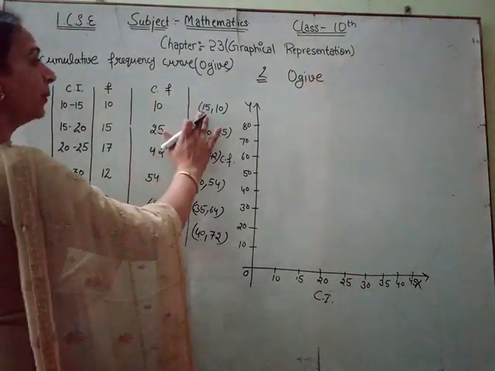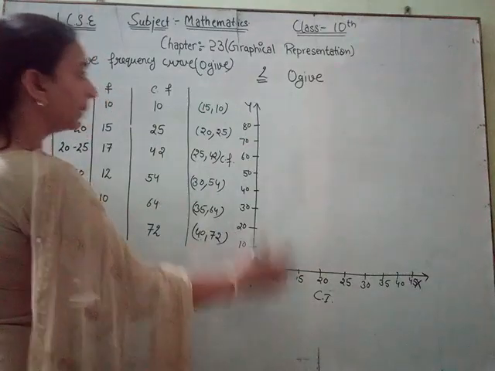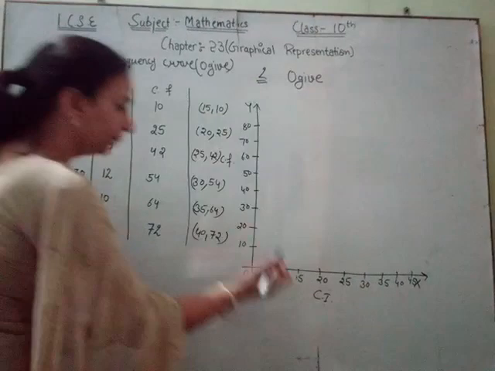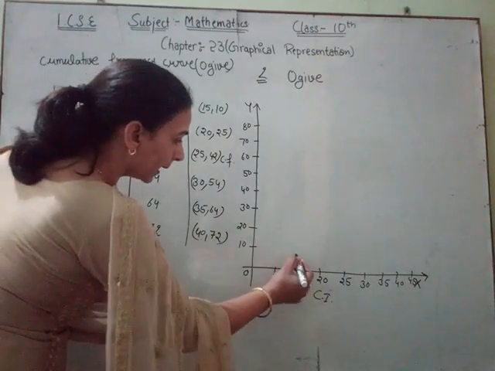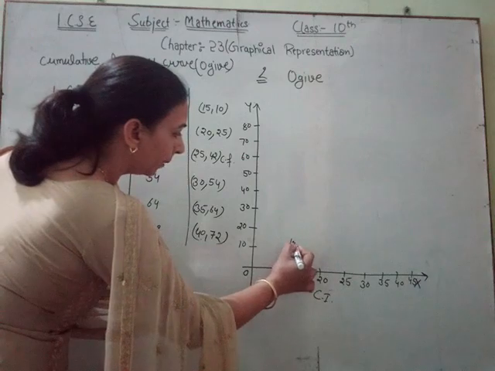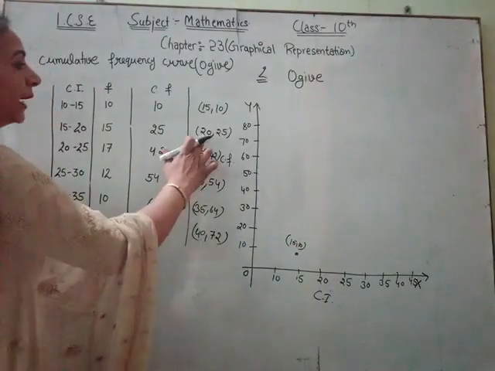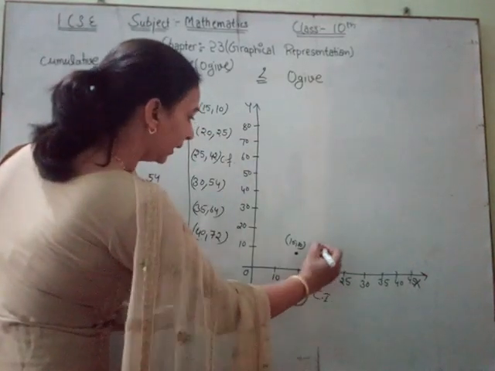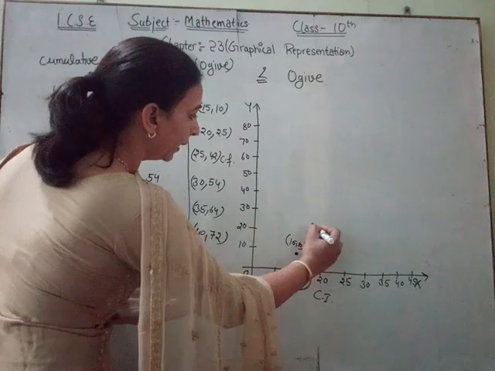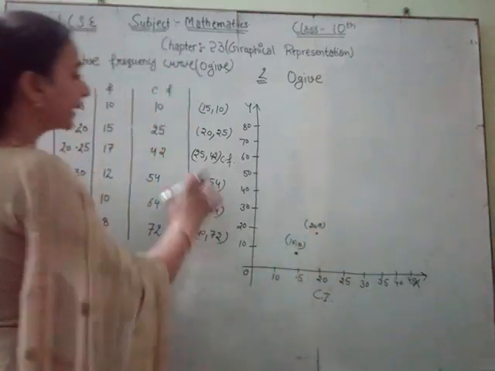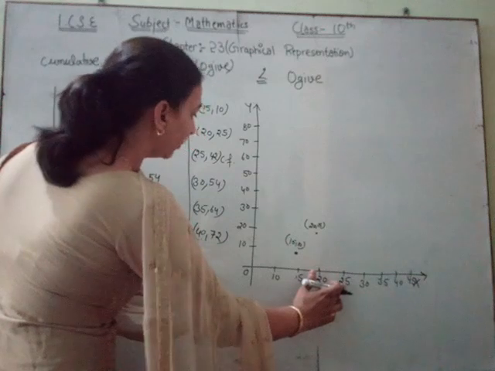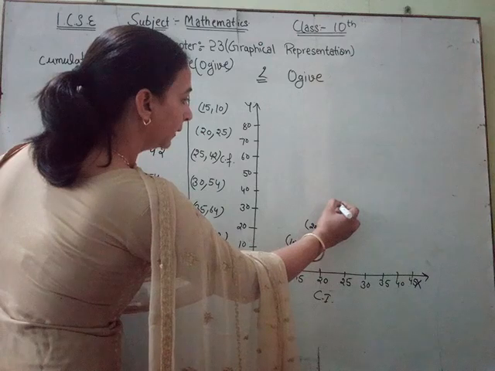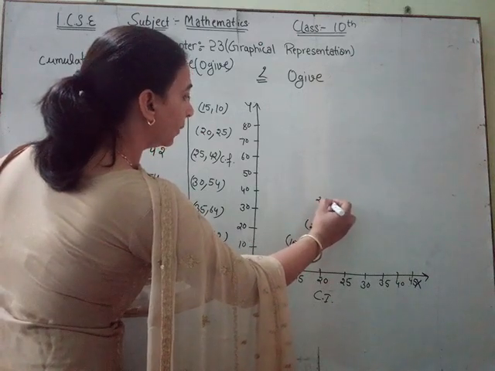Then the first point is 15 and 10. X coordinate 15 and Y coordinate 10. This is a point. Next is point 20 and 25. X coordinate 20, Y coordinate 25. This is 20, 25. Next is 25 and 42. X coordinate 25, this is 42. This point is 25 and 42.